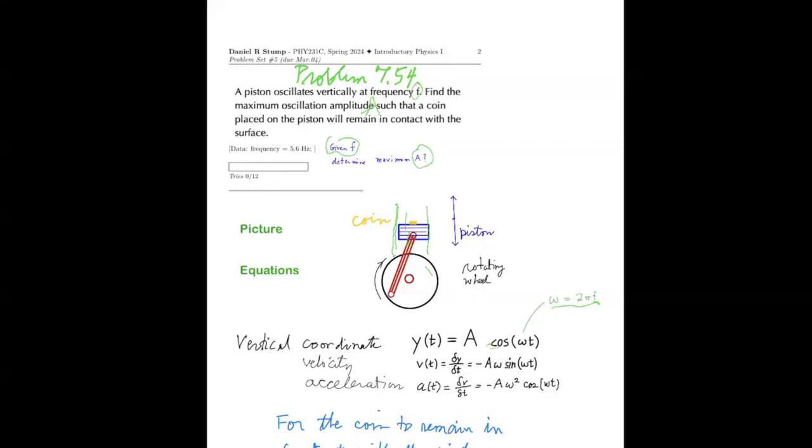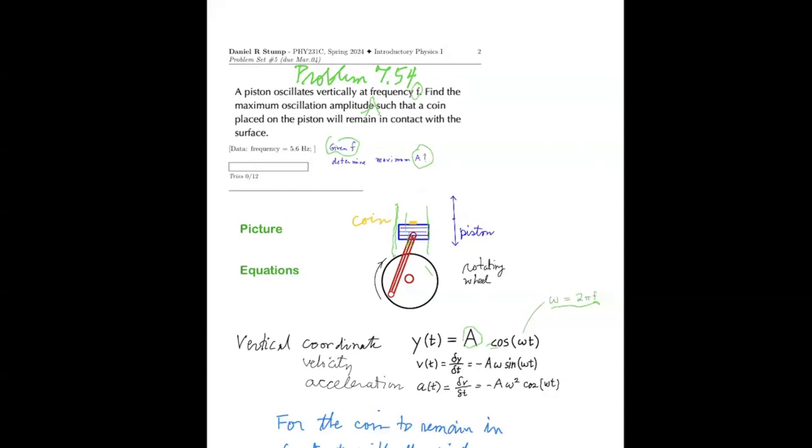So Y varies between A and minus A, because cosine varies between +1 and -1. Cosine is an oscillating function that goes +1, -1, +1, -1. And so Y will do the same thing: plus A, minus A, plus A, minus A. So the amplitude is A. That's what we're looking for.